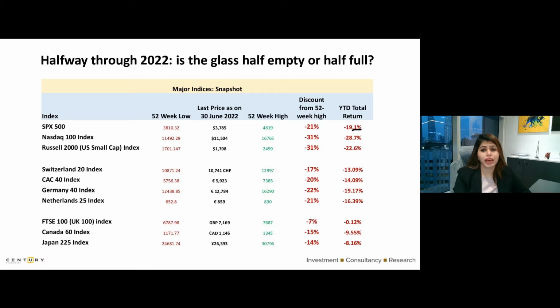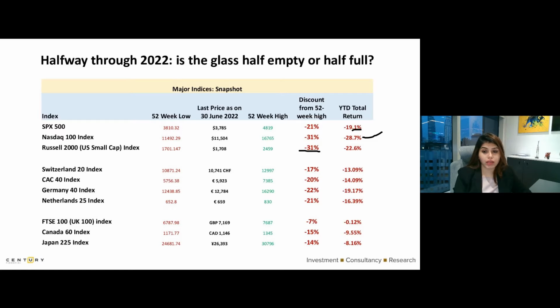Likewise, you can see Nasdaq has fallen much more. It's almost 30%. Even Russell 2000, which is tracking the small cap companies in the United States, is also down by almost 23%. From the high, the loss is almost 31%. When it comes to European indices, again, they've also taken a major beating down from their 52-week high. But overall, year to date, the losses have been comparatively lesser in comparison to the United States.